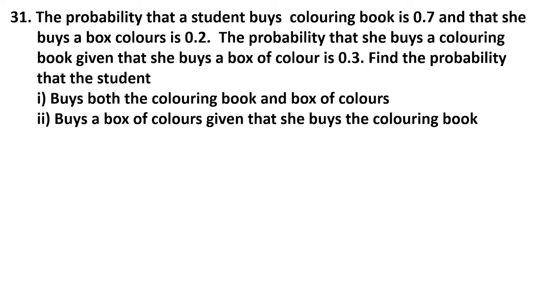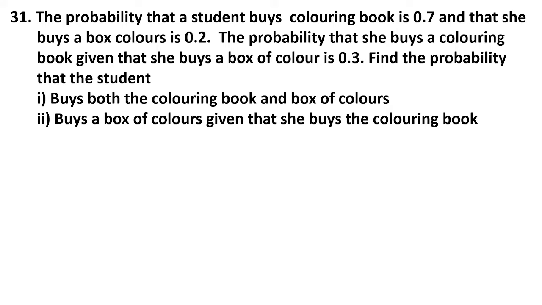Question number 31. Problem from probability. Conditional probability. The student buys a coloring book with probability 0.7 and a color box with probability 0.2. And conditional probability is given as 0.3, and both the coloring book and color box are bought given that. Okay, let us try to do it now.